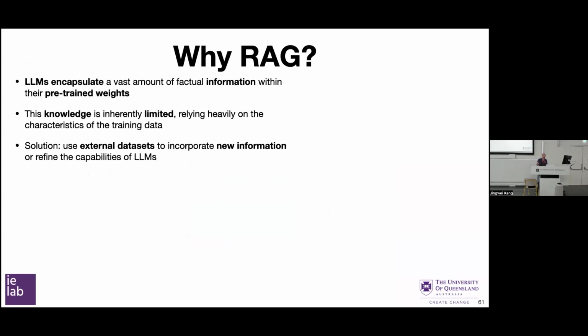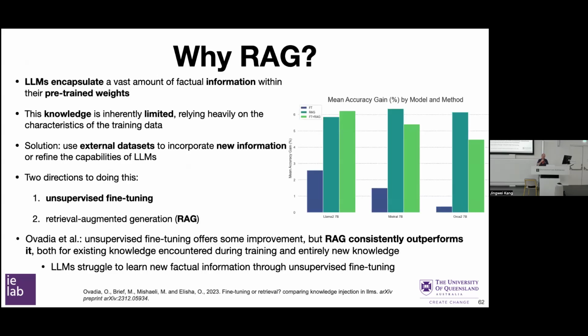Now, why do RAG? Again, you heard it. These LLMs do have a lot of knowledge, but this knowledge is limited. It's not up to date to yesterday if you trained the language model a year ago. And then, yes, hallucination as well. And so the solution is to use these external data sets in order to incorporate new information or to refine the capabilities to kind of reduce the hallucination of these large language models.